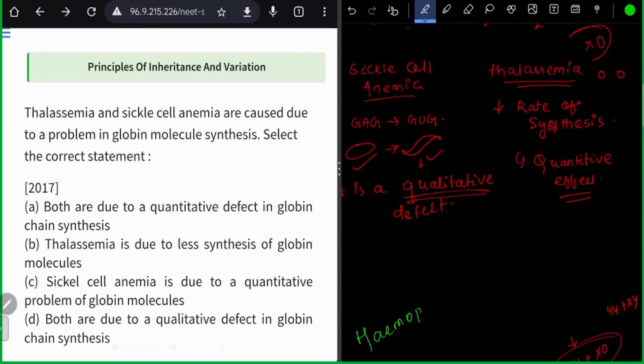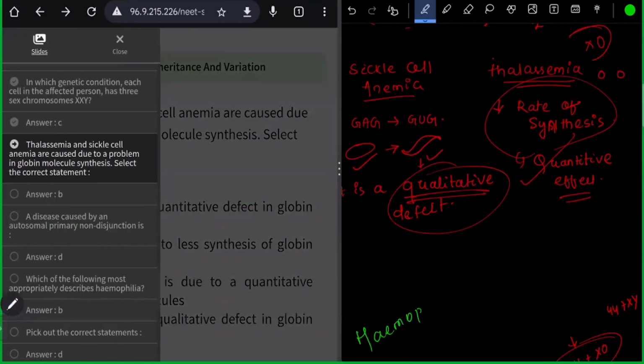Second option is thalassemia is due to less synthesis of globin molecule. Yes, because it is a quantitative effect. It refers to decrease in rate of synthesis of globin chain. So it is correct. Third option is sickle cell anemia is due to quantitative problem in globin molecules. No, I have already said that it is a qualitative effect. Both are due to qualitative effect. No, because thalassemia is a quantitative effect. So the correct option is option B.